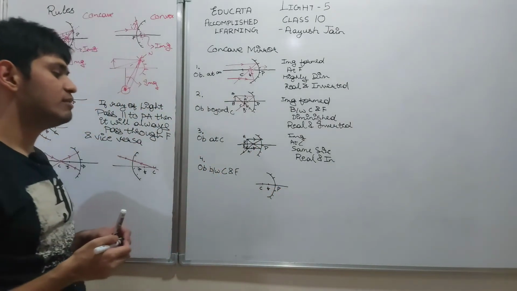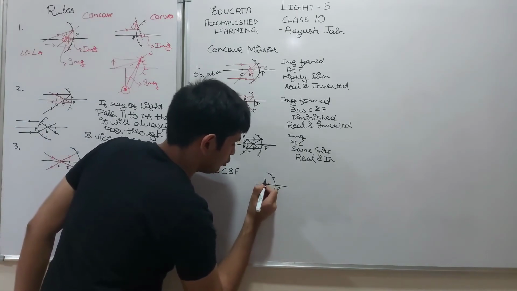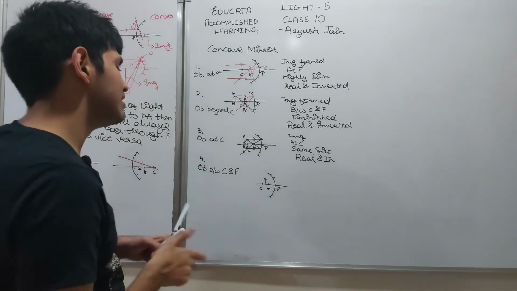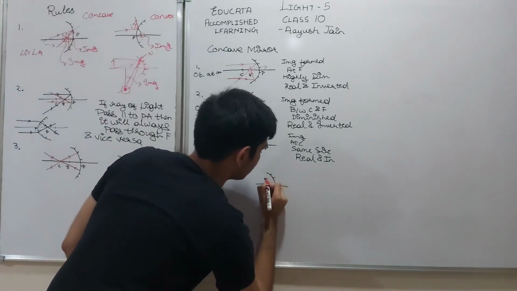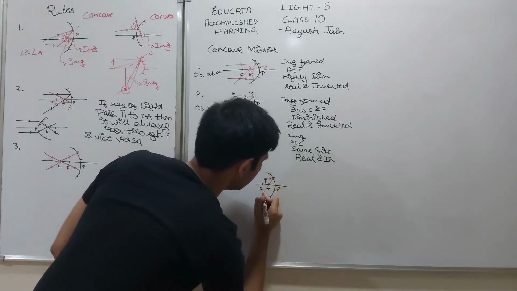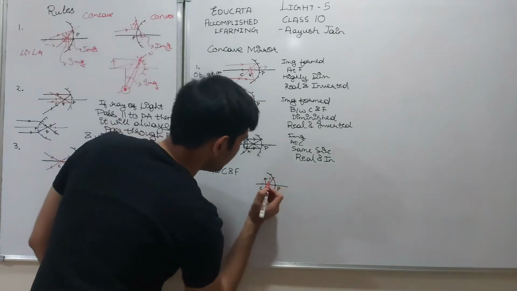The object is present between the center of curvature and the focus, somewhere over here. Suppose this is the object that is present. What will happen? Again the same things. The ray of light will pass parallel to the principal axis. After touching the mirror, this ray of light will pass through the focus, and let us consider the case of the center of curvature. What will happen?